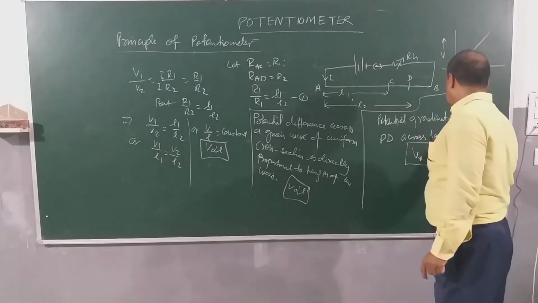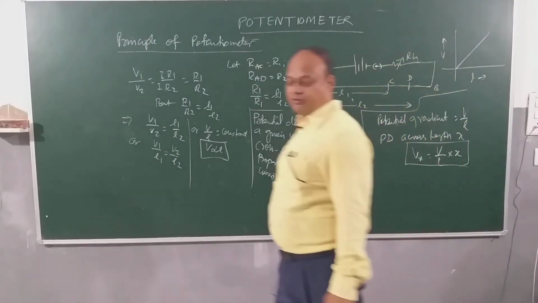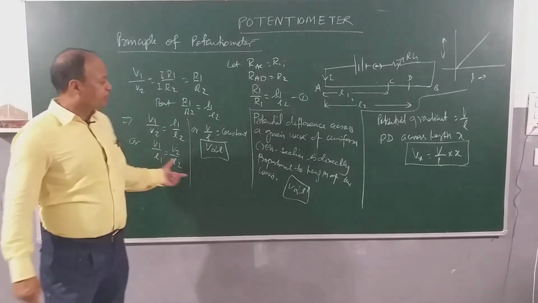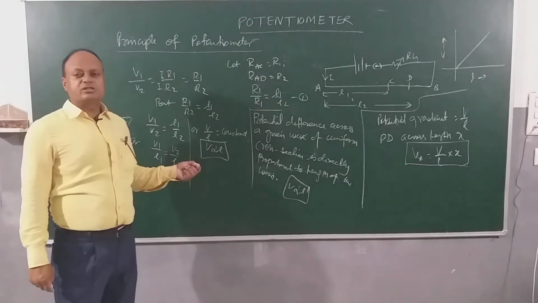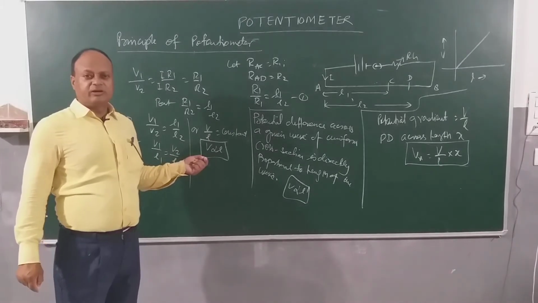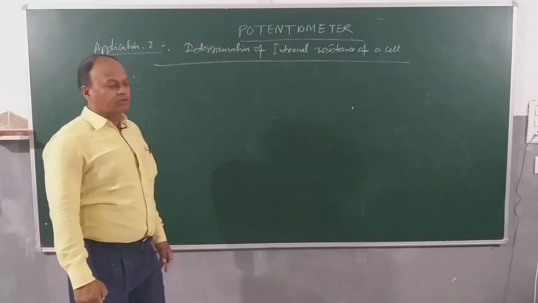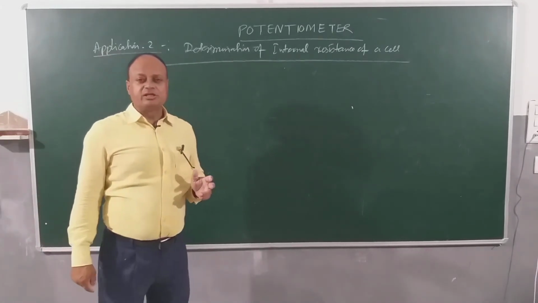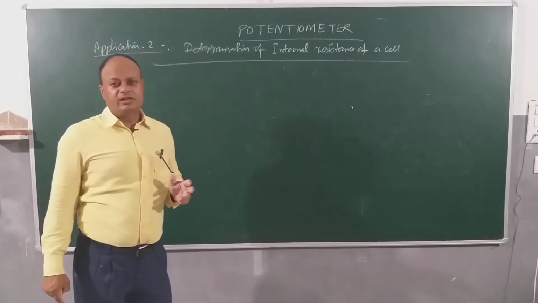There is a beautiful relation. We will be using it for numericals. Okay? Alright? So we got the working principle. The potential difference across a wire is directly proportional to the length of the wire. Okay children, now we are going to go for the second application, determination of internal resistance of a cell.